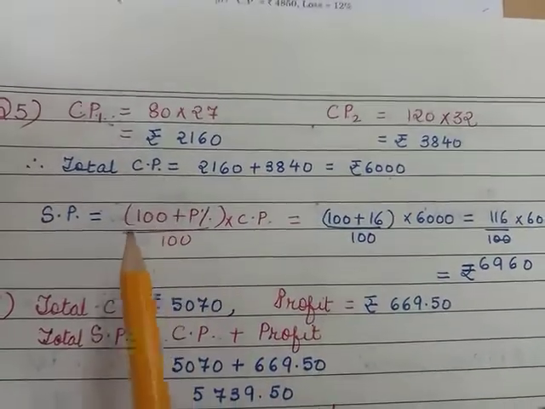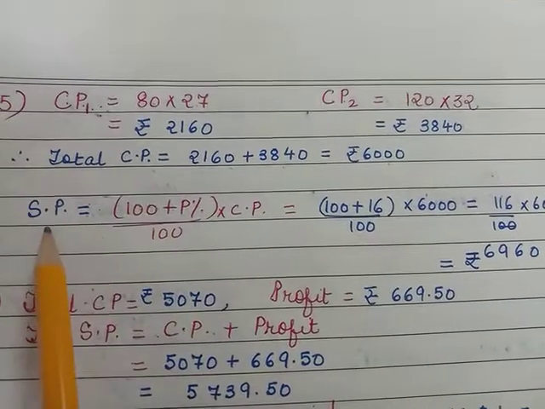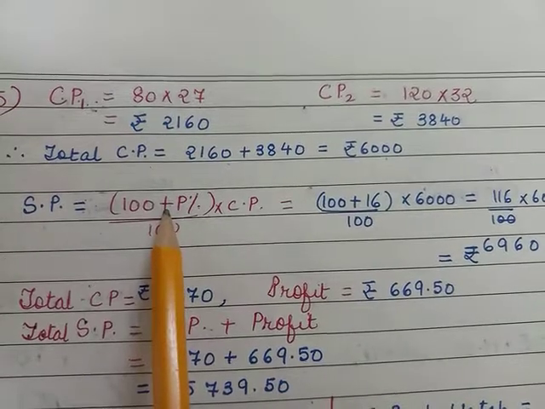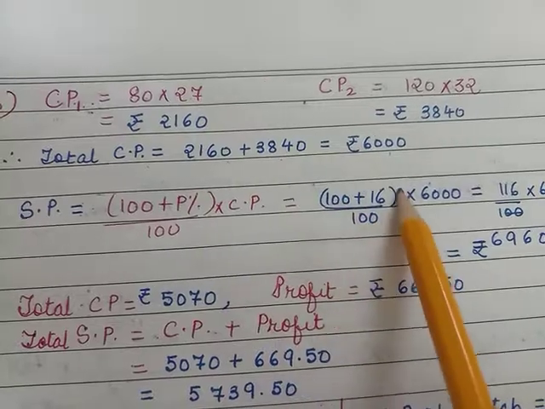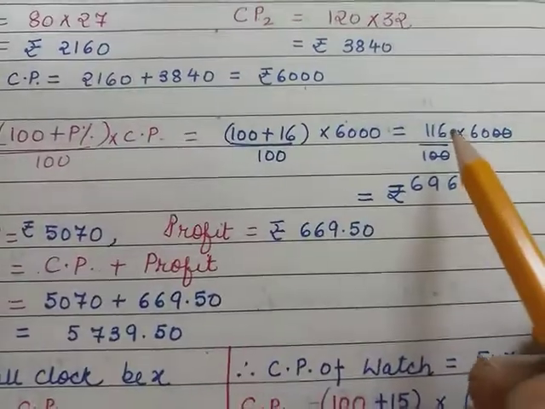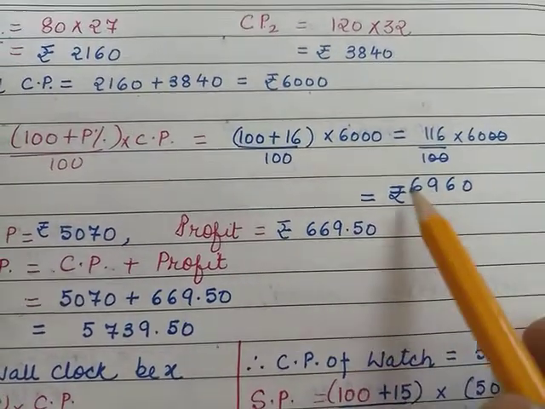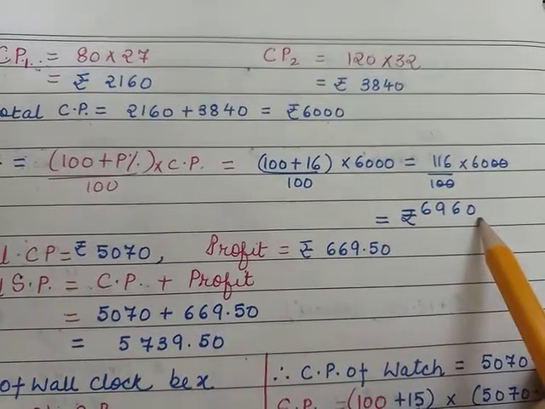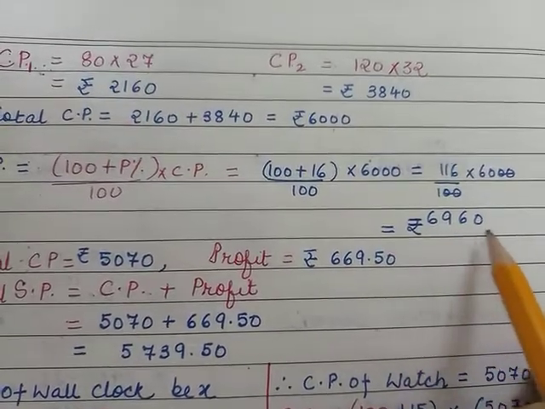Now he wants to sell it at a profit of 16%. So we can calculate the selling price applying the formula of selling price when the profit percent is given. So that becomes 100 plus 16 upon 100 into 6000. So that becomes 116 upon 100 into 6000. So that becomes 6960. That means he is selling the total quantity of rice for rupees 6960.